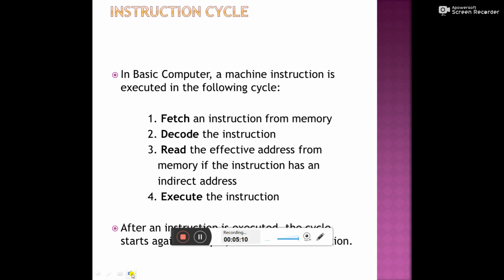Next topic is instruction cycle. In the basic computer, a machine instruction is executed in the following cycle. First, fetch an instruction, decode the instruction, then read the effective address from memory if the instruction has an indirect address. The last one is to execute the instruction. After an instruction is executed, again it starts from the first step for the next instruction.